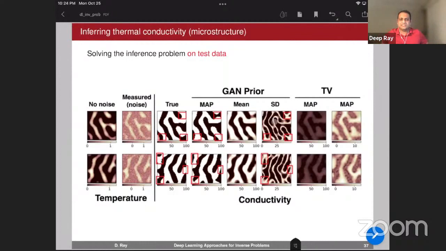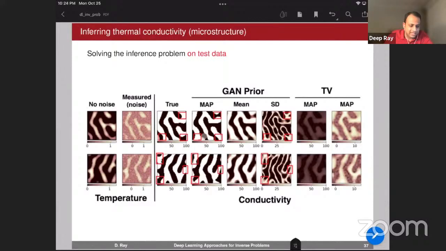Now, in this case, it gets most of the things correct, but if you look at the areas which I've marked with these red rectangles, you'll notice that the MAP, the mean, does not really match the true distribution over there. And perhaps this is not very unexpected, because at the boundary, if you look at the temperature field, we have direct boundary conditions for the temperature field. And near the boundary, the temperature is primarily determined by the boundary condition and not really by the conductivity. So the signal is low.